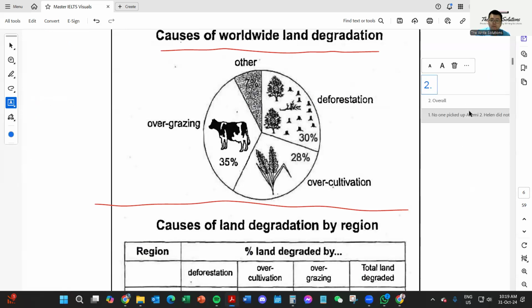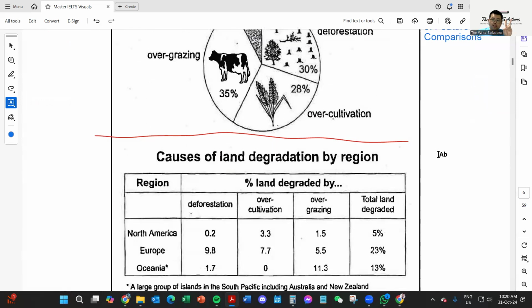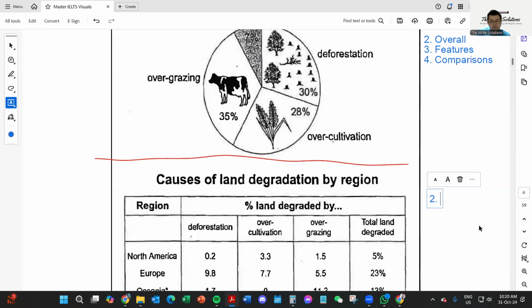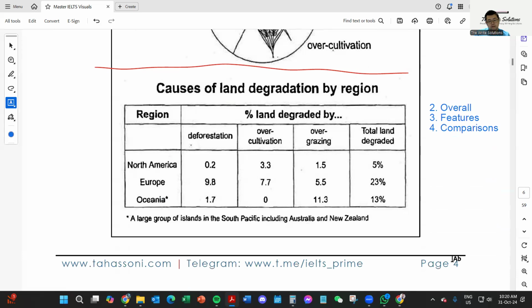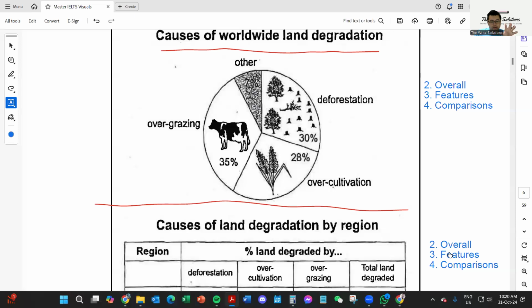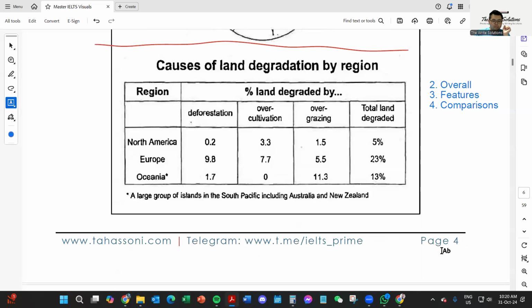Number 2 is the overall, okay? 3 is features and comparisons. Remember that we did the paraphrase the question in one sentence for both of them. Then you do number 4, the same thing, okay? Number 2 is overall, features and comparisons, same thing, but you'd have to do them differently. We're going to be talking about this tomorrow, okay? We're going to be talking about different charts tomorrow.